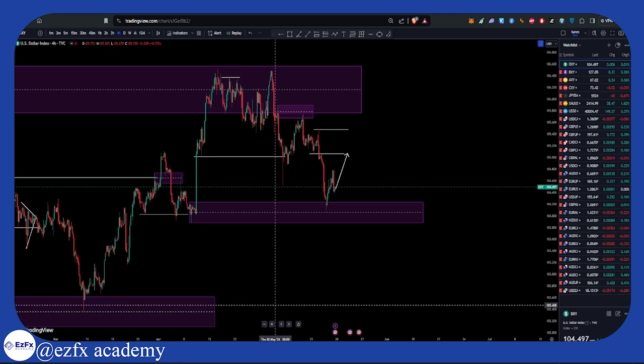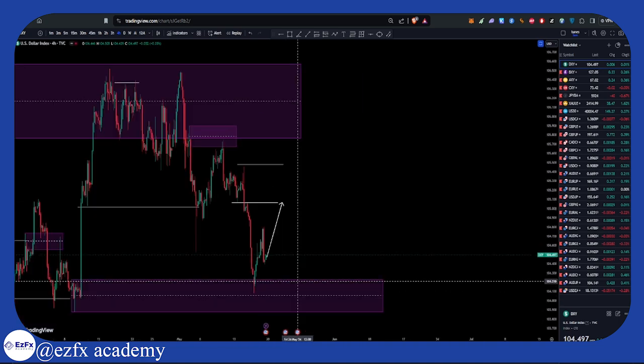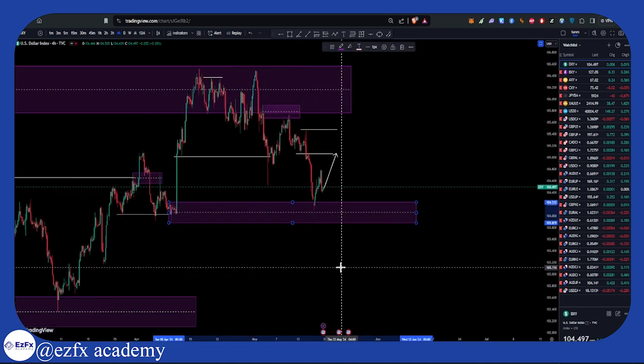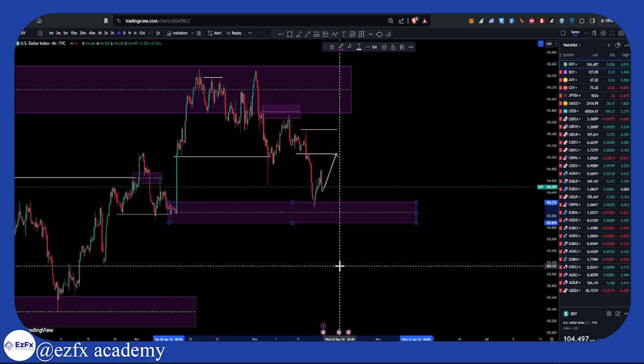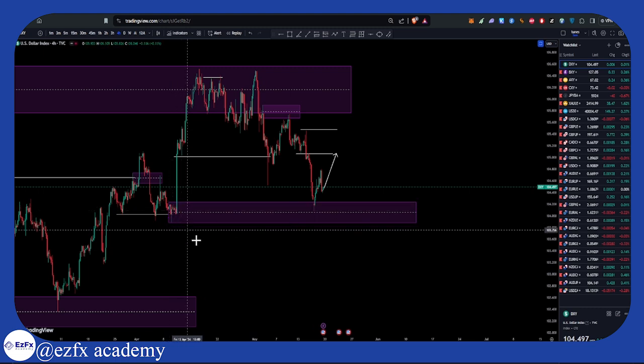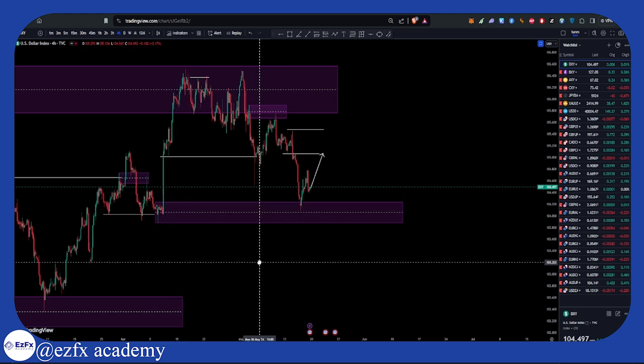This is DXY, the US dollar currency index. Currently, we've gotten a rejection from this demand zone between 104.233 and 103.879. Now, I want you to note that these values may vary depending on your broker. It will most likely vary. So just make sure you understand what this zone looks like and can locate it on your chart.